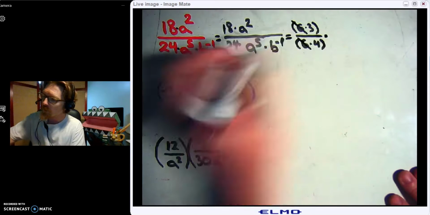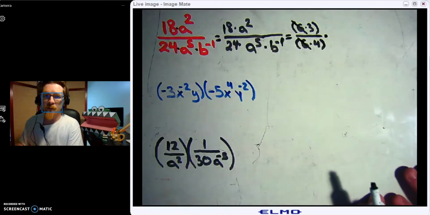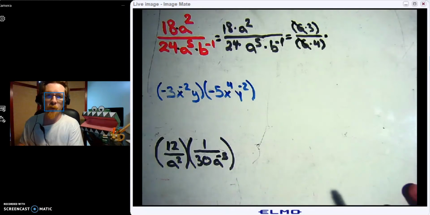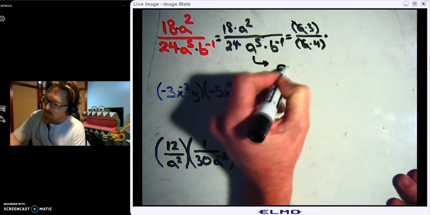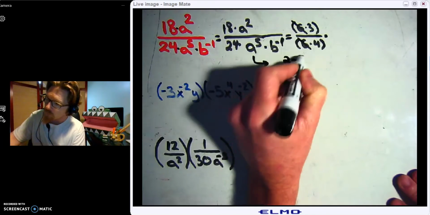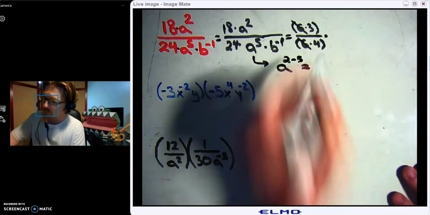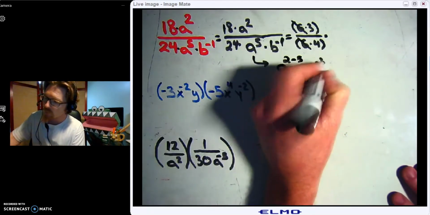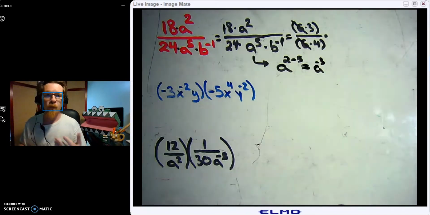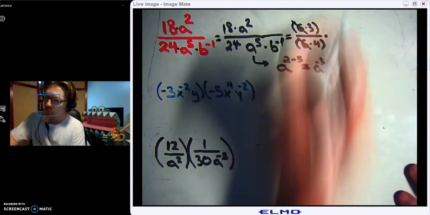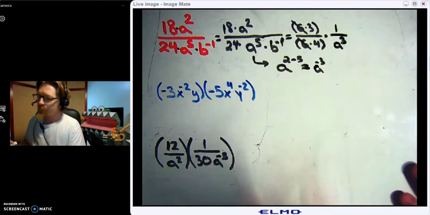Now that a squared over a to the fifth, I can apply my quotient rule with exponents where we're going to subtract. So the a's is really going to be a squared minus 5. So it's going to be a to the 2 minus 5, which is going to give me an a to the negative 3. Now, a to the negative 3 is the same as 1 over a to the third. So I can write that as 1 over a to the third.